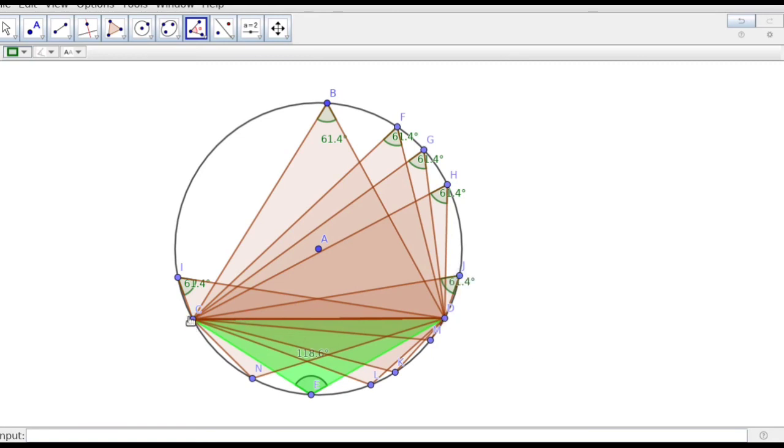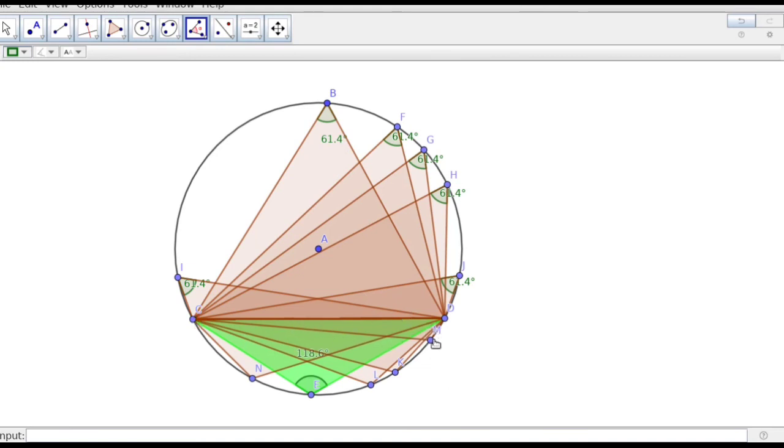So if we join the ends of the chord to any point above the chord, we get the same angles. If we join to any point above the chord, we get the same angle. It is not necessary that it is 61.4. Some other angle we may also get.